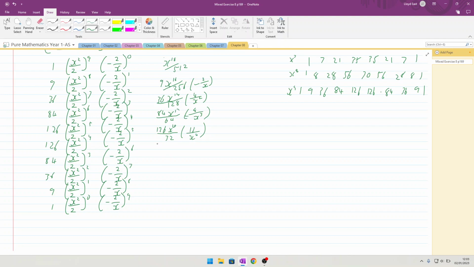Okay, next one then is going to be 126 again, but x to the 8. Okay, and 16 times by a minus, that was a 16, so it's a 32 this time. And x to the 5.